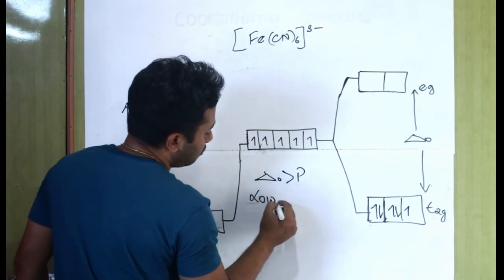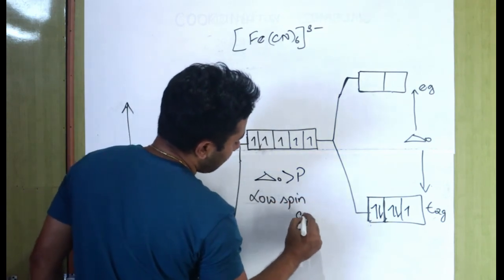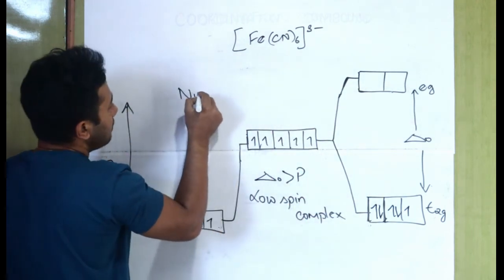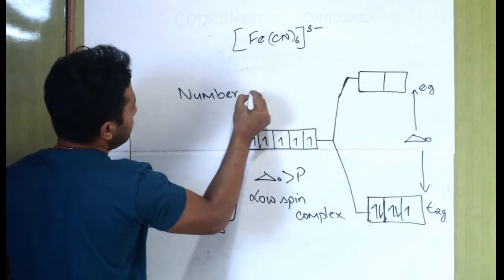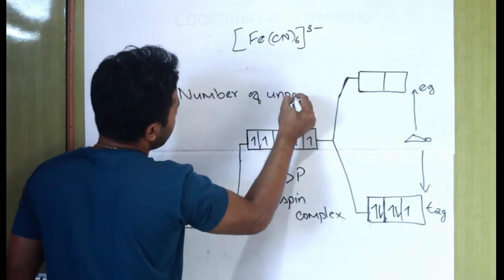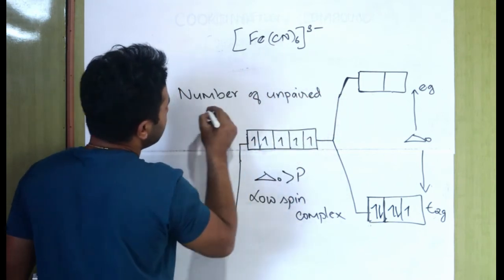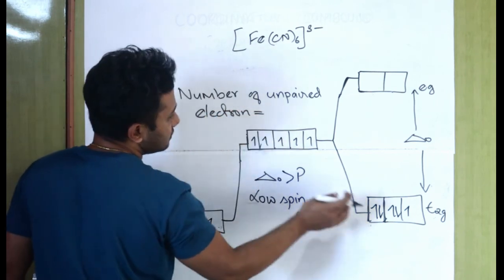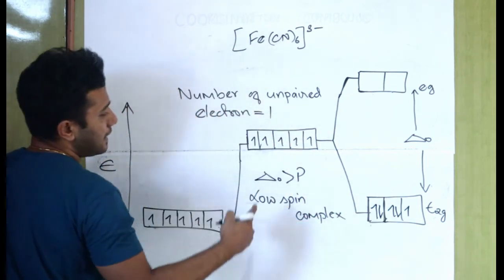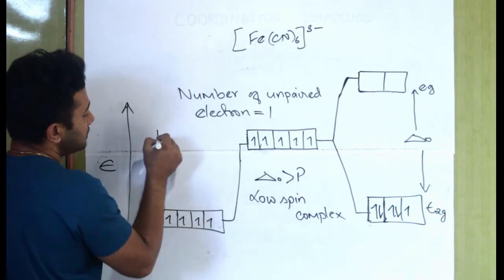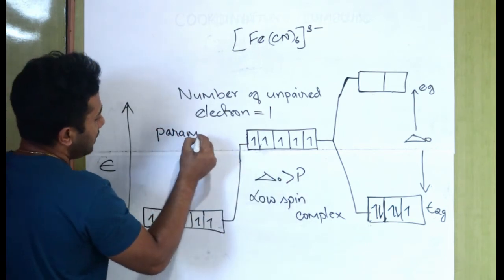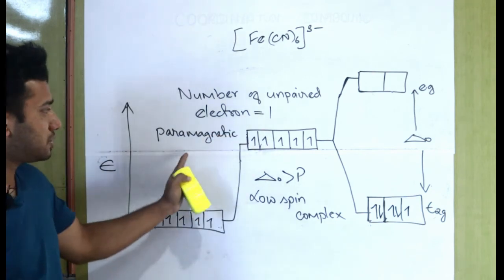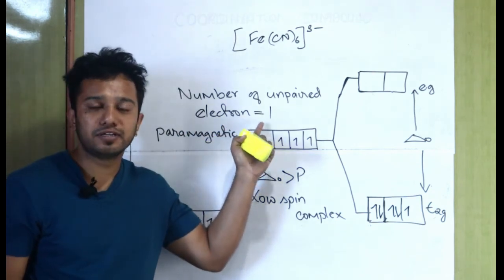We have a low spin complex, and the number of unpaired electrons is 1. Since there is 1 single electron, it is paramagnetic. So the magnetic property is paramagnetic, and the number of unpaired electrons is 1.